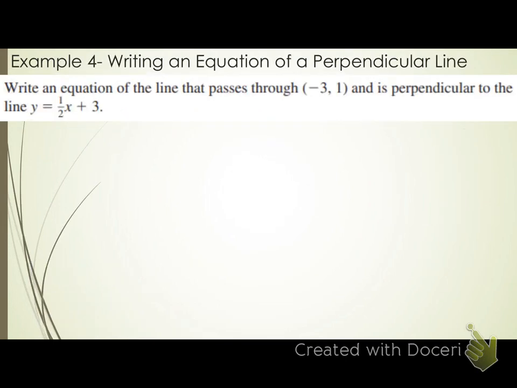It's very similar to our example 2. It's just dealing with a line that's perpendicular to our line now. Write an equation of the line that passes through (-3, 1) and is perpendicular to the line y equals 1/2 x plus 3. Still want our answer in slope-intercept form. Any ideas here?